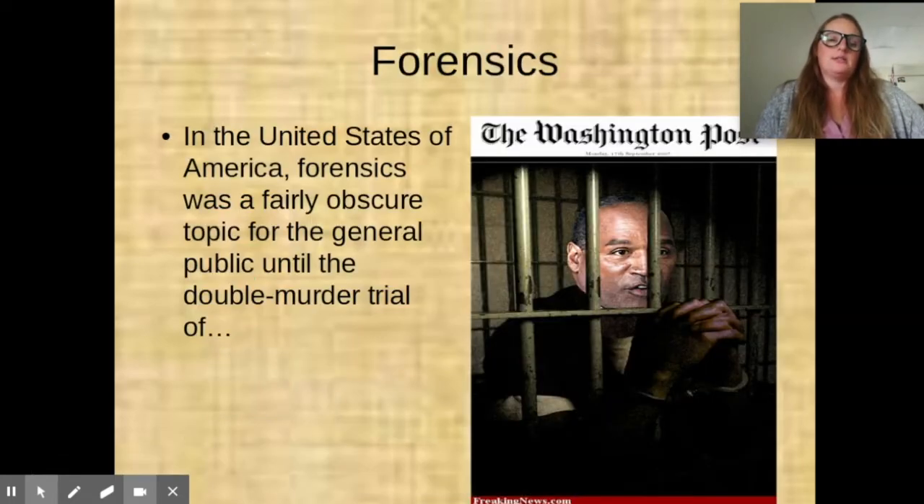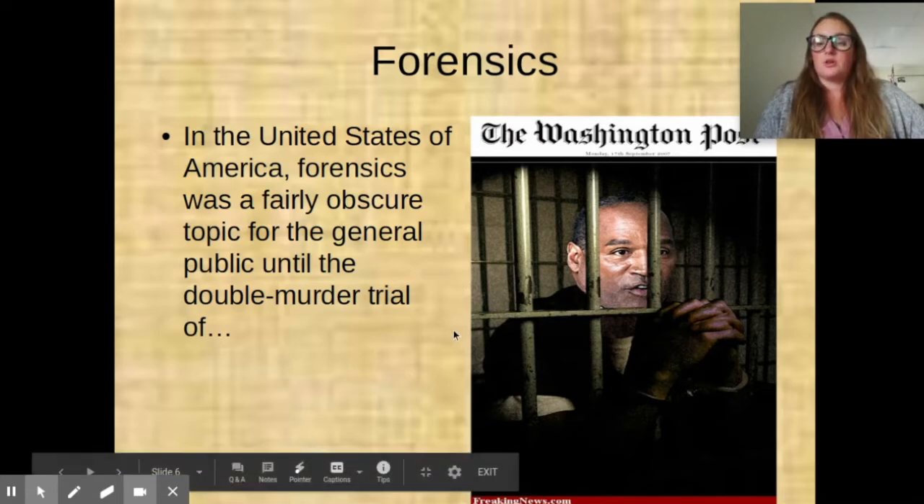In the United States of America, forensics was a fairly obscure topic for the general public until the double murder trial of, everybody hopes you know, this picture gives it away, where's my animation? It should be O.J. Simpson.